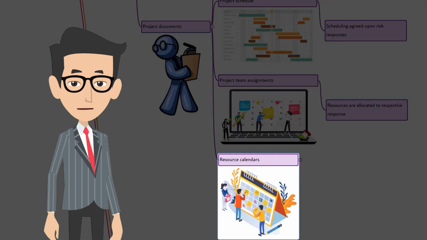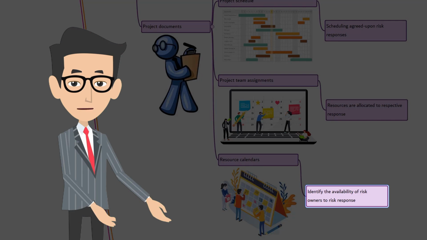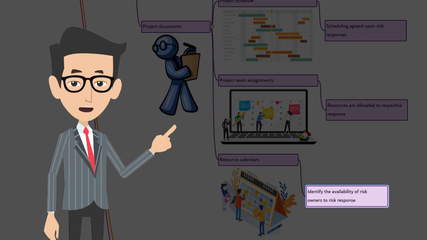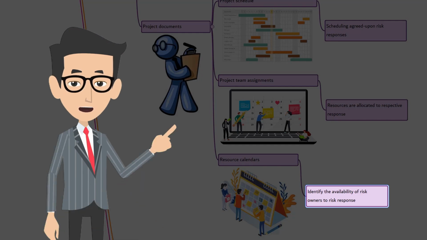Resource calendars. Resource calendars identify when potential resources are available to be allocated to agreed upon risk responses. As a project manager, you have to review this calendar regularly to verify that all the resources are available as scheduled to avoid threats and find opportunities.